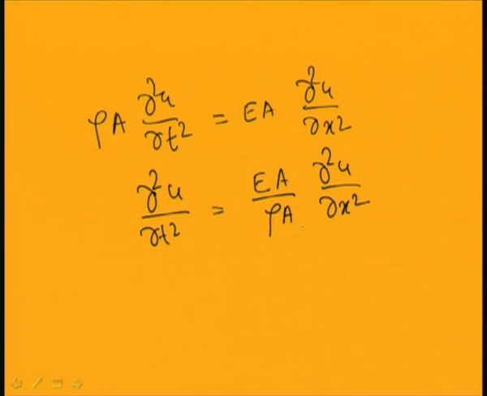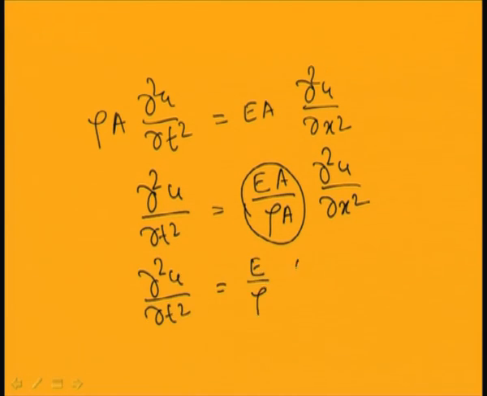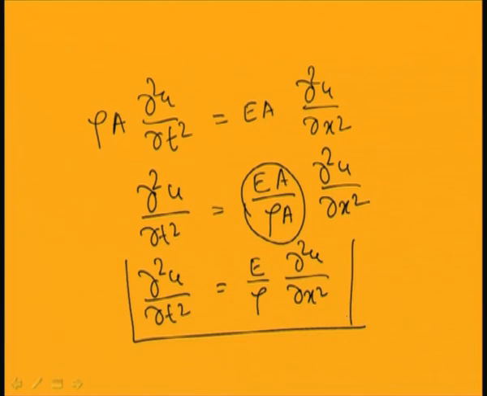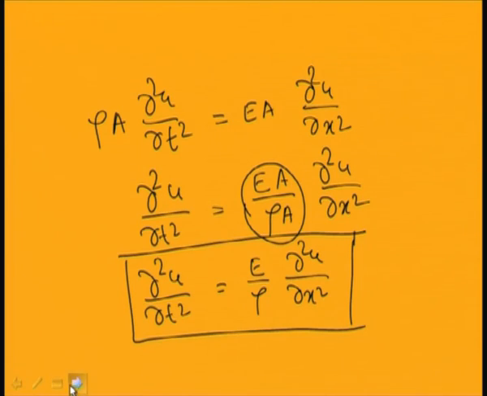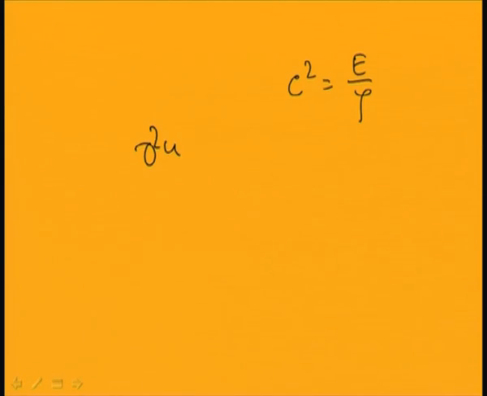Substituting E A by rho A, that is equal to E by rho, I can write del square u by del t square equal to E by rho del square u by del x square. This is the equation of the longitudinal vibration of a rod. This equation I can also write by substituting E by rho as c square, let c square equal to E by rho. The equation becomes del square u by del t square equal to c square into del square u by del x square.